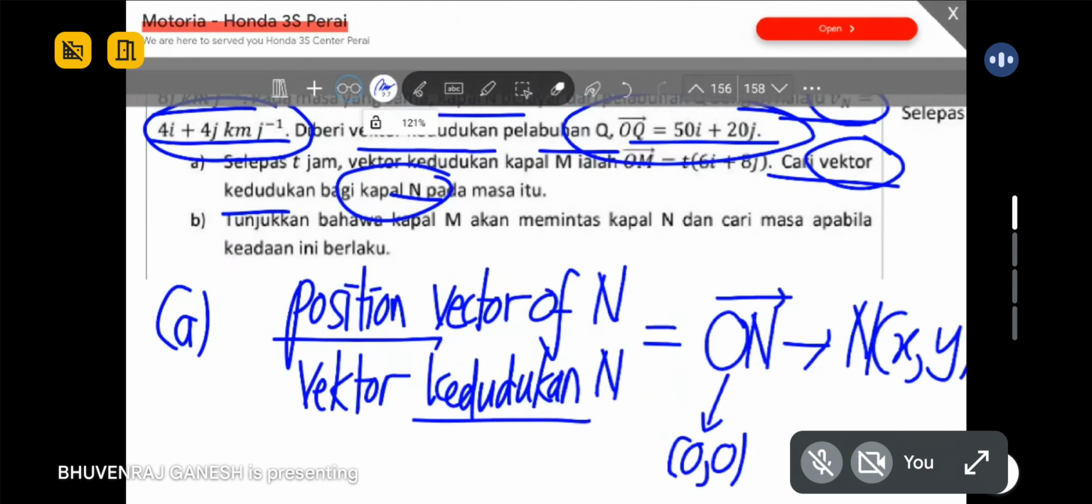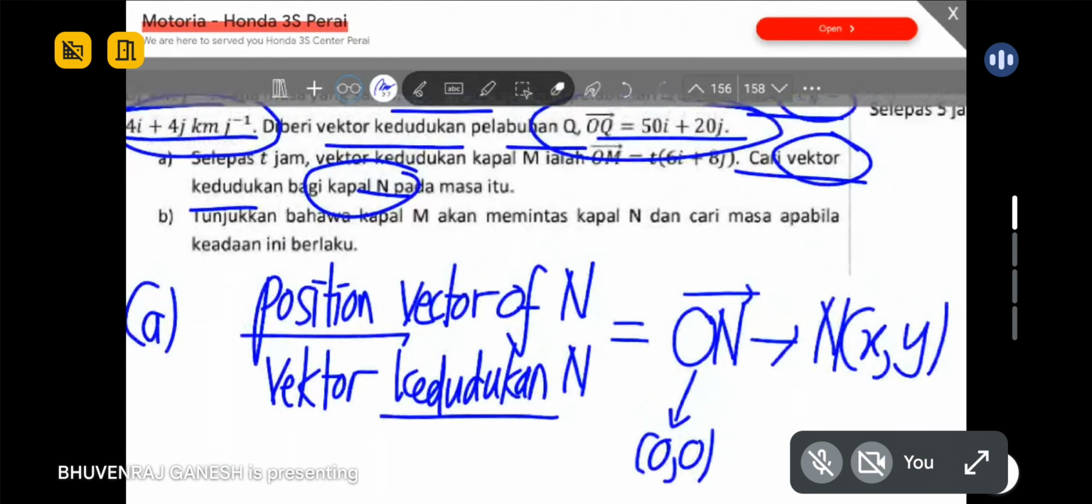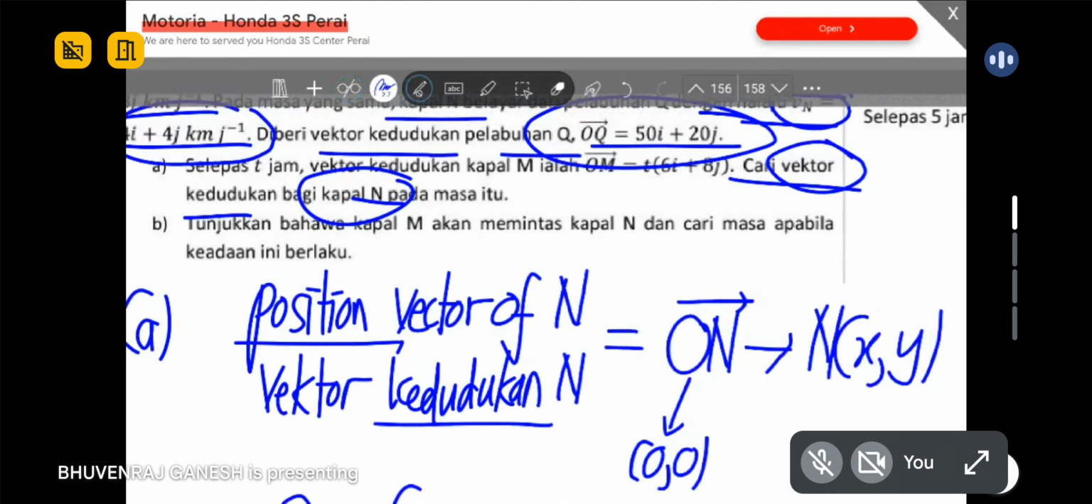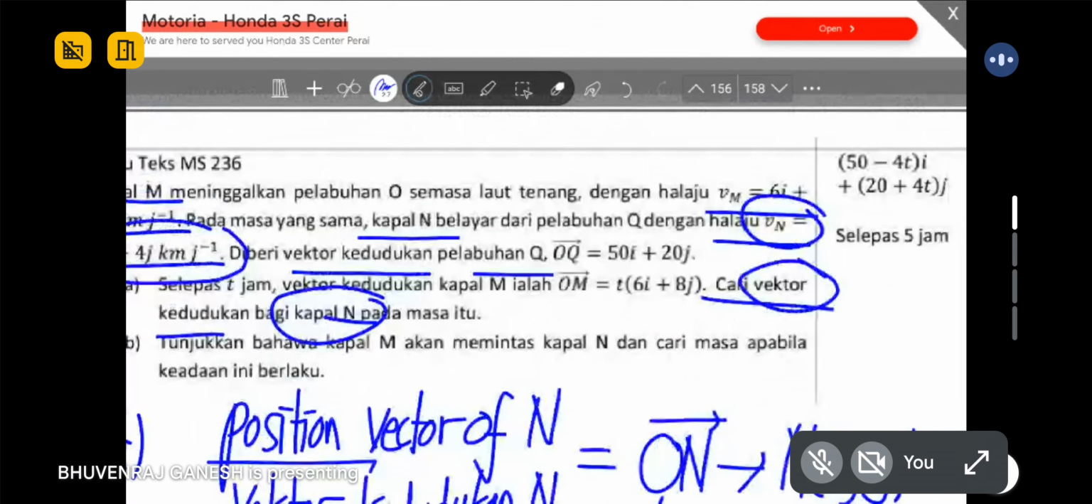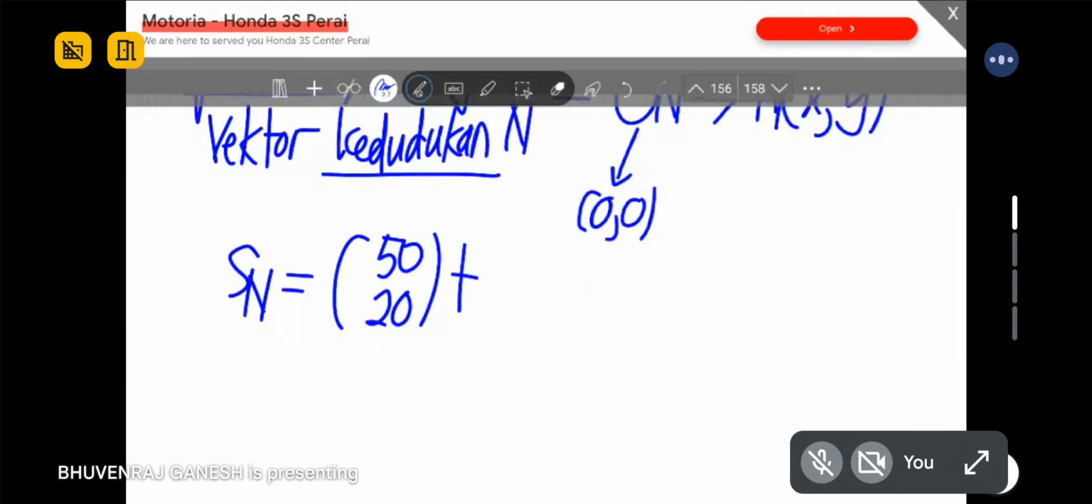Alright. So how to find N, guys? You have to start from the port. Kamu kena mula dengan pelabuhan. So if you start from the port, the coordinate is actually 50, 20. Am I right? 50, 20, plus by how much it moves. So how much does it move? 4i plus 4j. Am I right? So you put 4i and 4j.